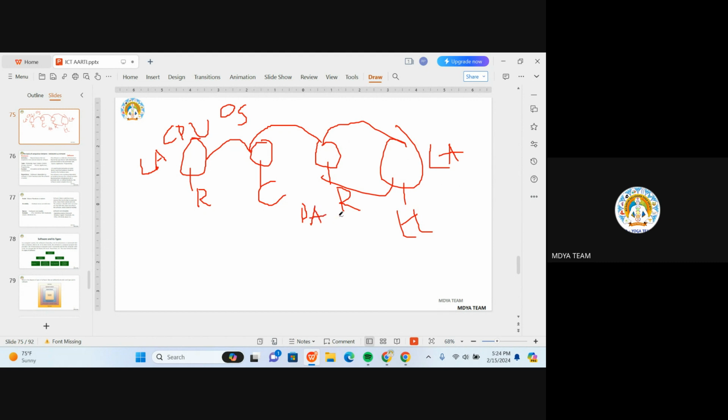But now the data is going from RAM to cache memory. So RAM will become the logical address for cache memory, and cache memory will become the physical address, for that PPT or document you want to work on. Got it? Yes, ma'am. Clear now? Yes, ma'am.